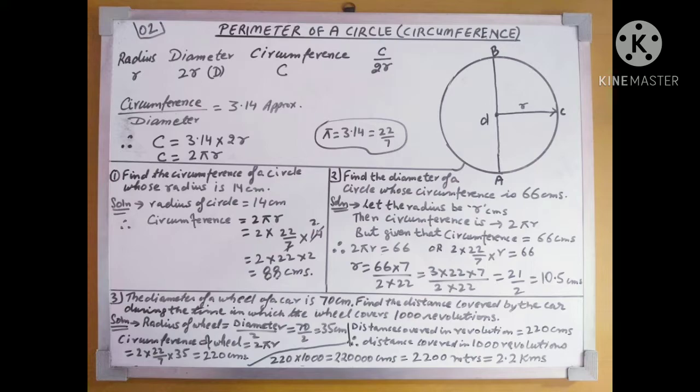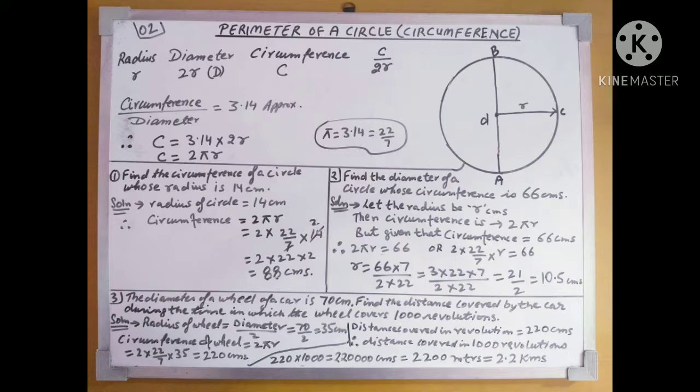See the next question. Find the diameter of a circle whose circumference is 66 centimeters, right? So circumference is a length actually. Let us suppose that the radius of this given circle is r centimeters. Then the circumference will be given as 2 pi r. But we are given that the circumference is equal to 66 centimeters. So we will equate this. 2 pi r is equal to 66, that is 2 into 22 by 7 into r is equal to 66.